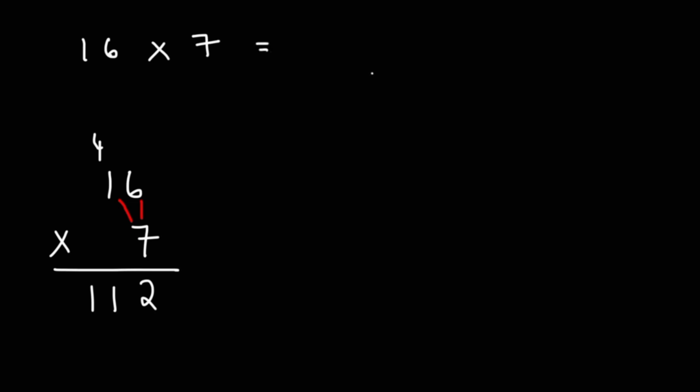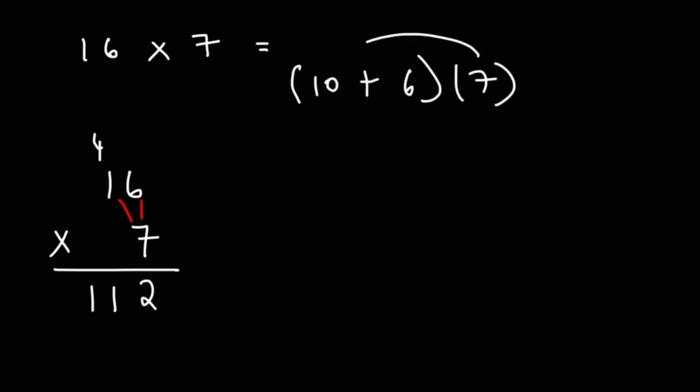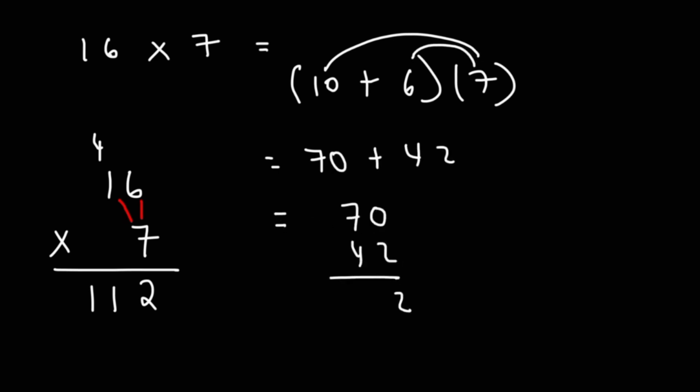Another way in which you could do this is you could break up 16 into two numbers. 10 plus 6 is 16. And then you could use the distributive property. 10 times 7 is 70, and 7 times 6 is 42. And so you're adding 70 and 42 together, which is 112. So that's another way in which you can get the same answer.